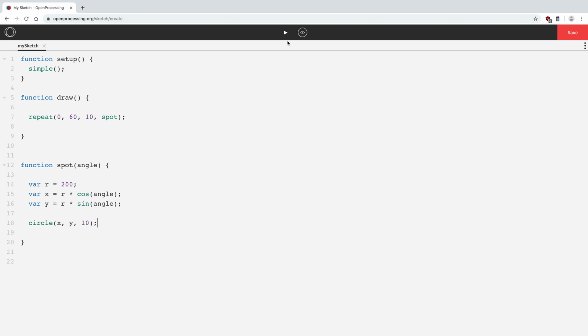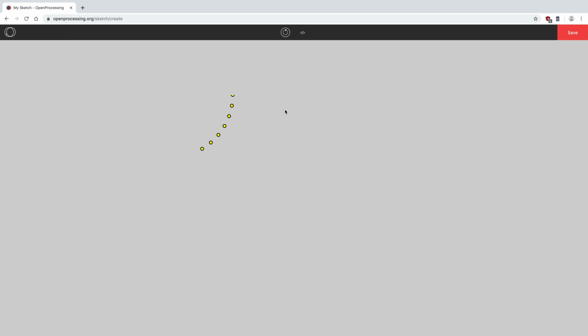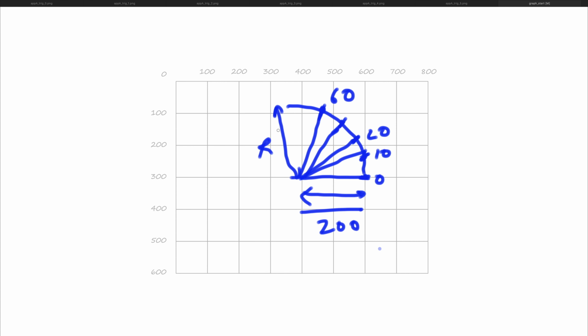Let's run the code to see what happens. That's odd. I expected dots to be drawn around here. Why is it up there? Let's go back to our sketch. Well, we've assumed that 0, 0 is in the middle of the canvas. But we know on our canvas, in this coding language, 0, 0 is on the top left. So we need to translate, we need to shift it along 400 and subtract it from 300.